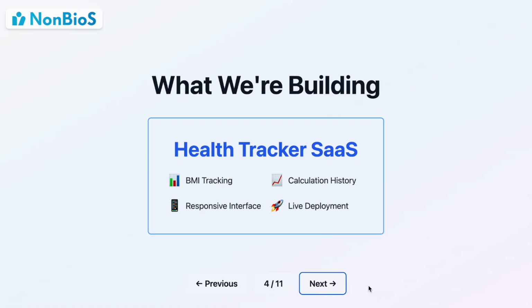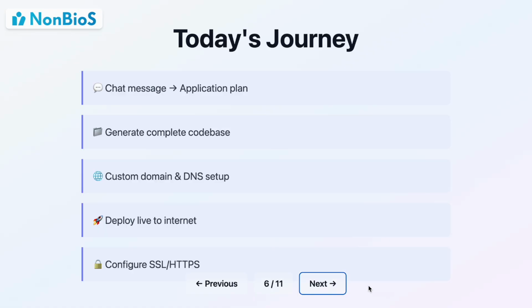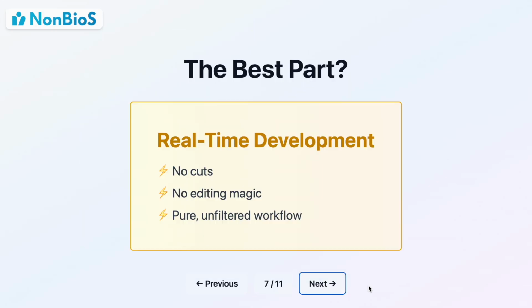Today, we're kicking things off by building the foundation, a BMI tracking feature with calculation history and a clean, responsive interface. You'll watch as we go from a simple chat message to a full application plan. Generate the complete code base with proper structure. Set up a custom domain and DNS configuration. Deploy the application live to the internet, and the best part? All of this happens in real time. No cuts, no editing magic, just pure, unfiltered development flow.